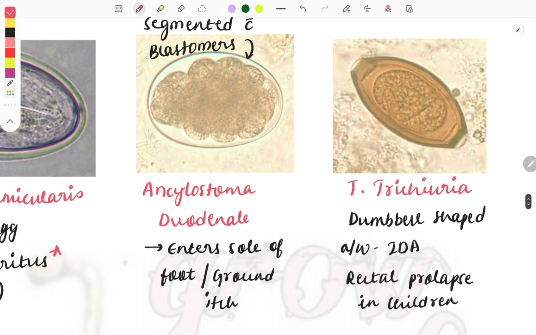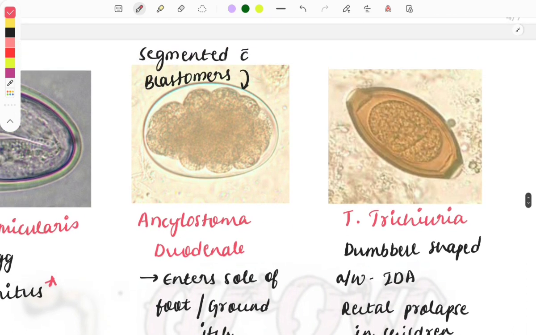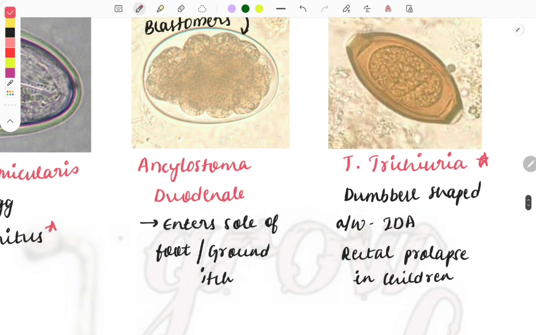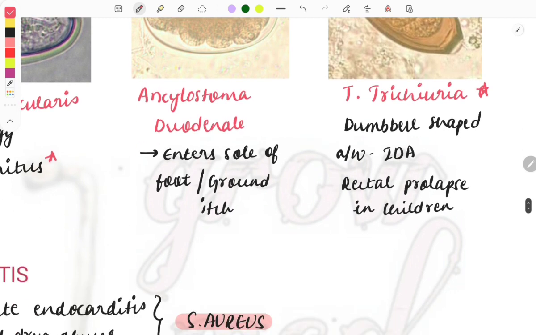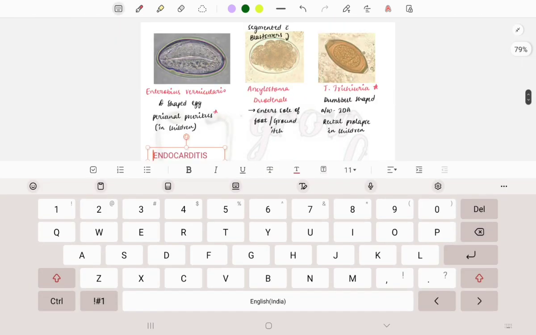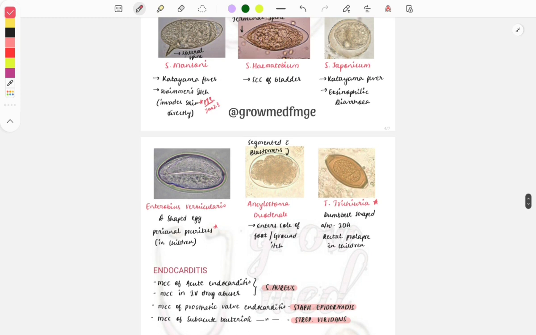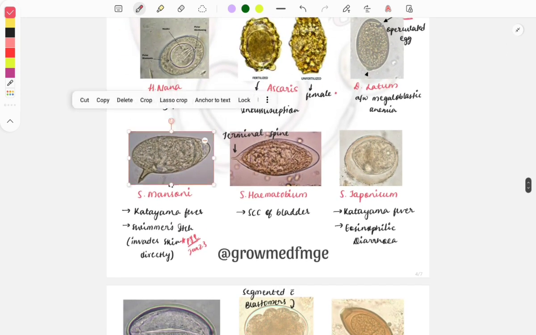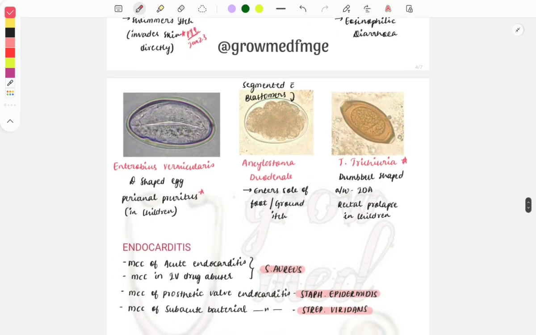It enters the sole of the foot and causes ground itch. So this is the important thing which you must remember. Then Trichuris trichiura. This is dumbbell shaped. This one was also a PYQ. It looks like a dumbbell and is associated with iron deficiency anemia and rectal prolapse in children. So these were some important parasite eggs which you must remember along with the images.